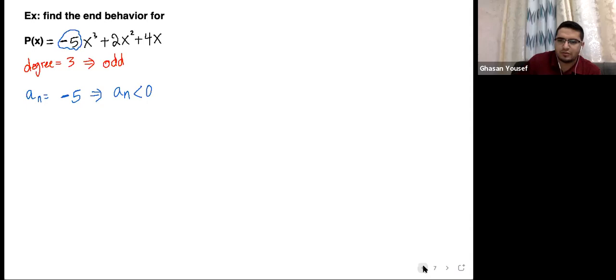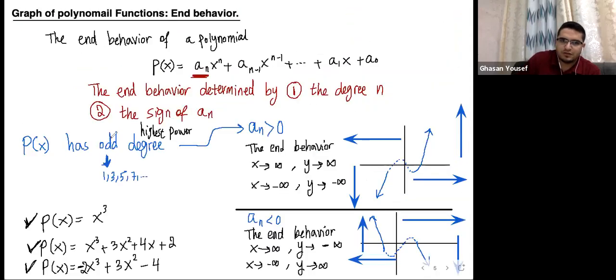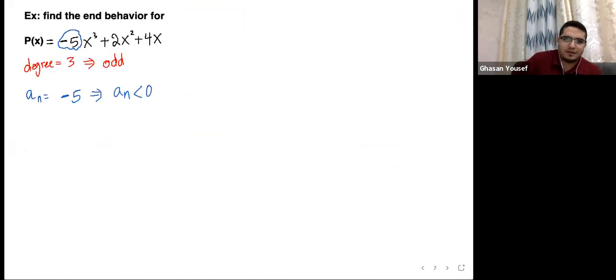So I'm going back to the rules. Odd and less than 0. So the end behavior: when x goes to infinity, y goes to minus infinity. And when x goes to minus infinity, y goes to positive infinity. This is the end behavior for my example.